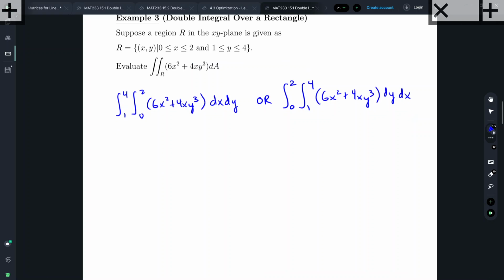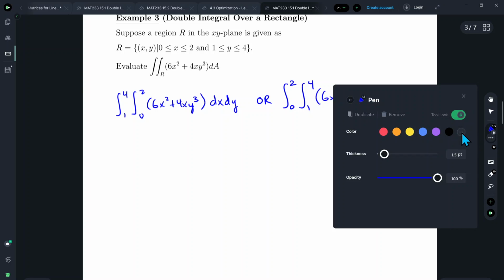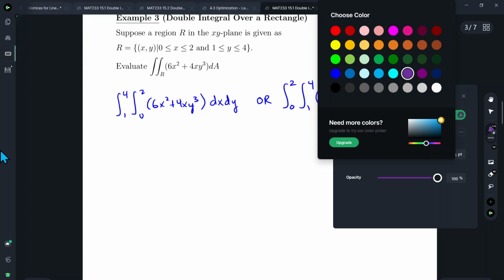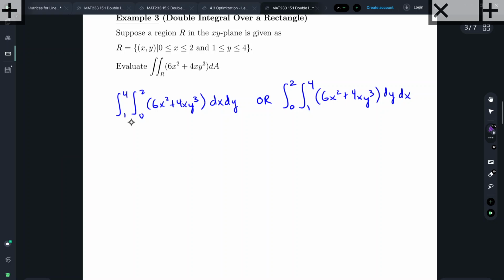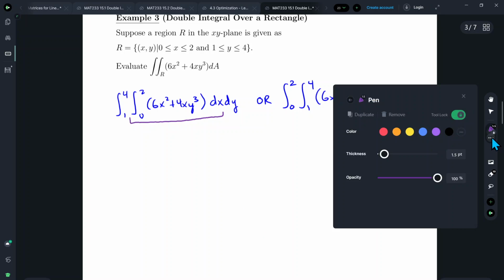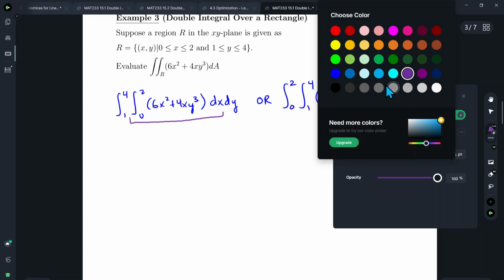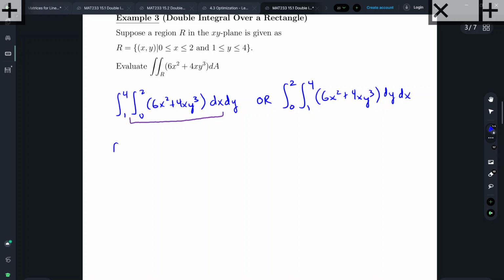Okay, so the inner integral is calculated first, so let's make a note of that. This inner integral is a partial integral with respect to x. So as we calculate the inner integral, this part stays unchanged. I'll give myself a little bit of extra space, so let's put the dy over here. That part's going to stay unchanged.